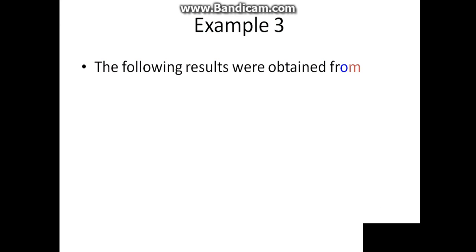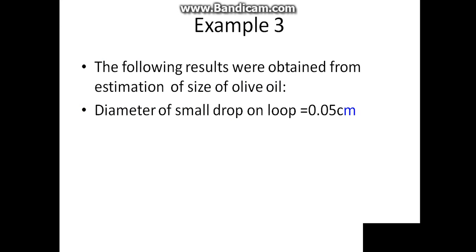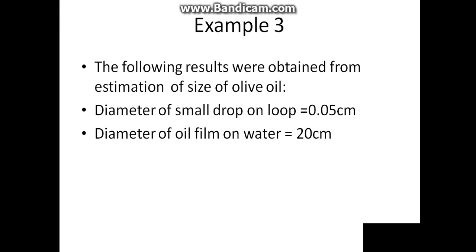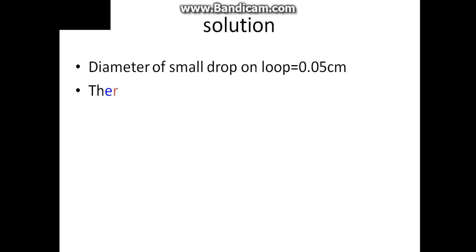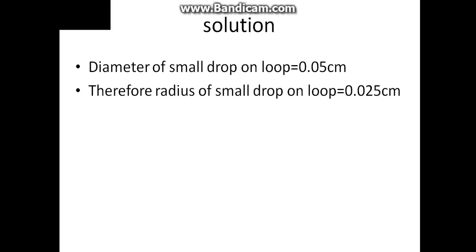Example 3. The following results were obtained from estimation of the size of olive oil. Diameter of small drop on loop is equal to 0.05 cm. Diameter of oil film on water is equal to 20 cm. Calculate the length of one molecule of oil. Solution. Diameter of small drop on loop is equal to 0.05 cm. Therefore, radius of small drop on loop is equal to 0.025 cm.